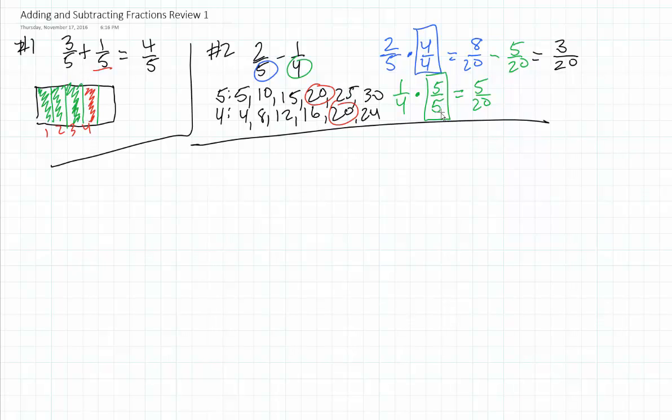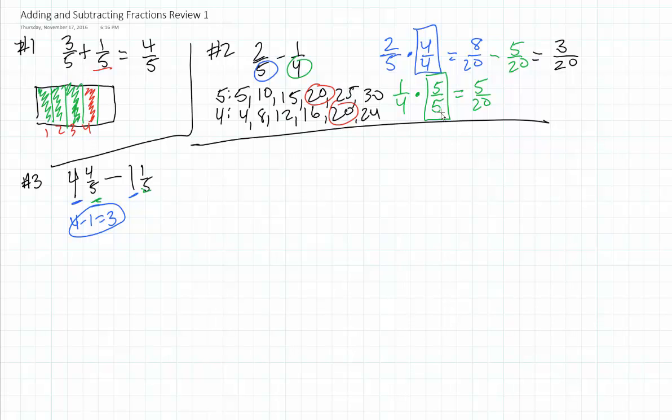Number 3, we have mixed numbers. We have whole numbers involved now. We have 4 and 4/5 minus 1 and 1/5. Okay, so I've mentioned before, we're going to go ahead and break up the whole numbers. We're going to separate the whole numbers from the fractions. So 4 minus 1 is 3. So we have 3 wholes left.